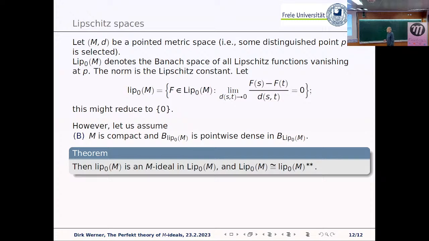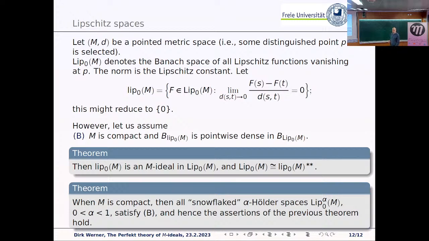Now, if you have a metric d, then you can study the associated Hölder metrics d to the alpha. This is sometimes called the snowflaked version of the metric, for reasons I do not completely understand, but this term appears in the literature. So you have a metric d, and you replace d by d to the power alpha, like root d or so. Alpha is between 0 and 1. And you have a new metric, same topology, but a new metric.